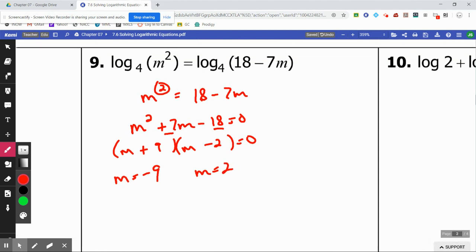Would either one of them give me issues when I plug them in? When I plug in negative 9, it's 81, so I'm fine there. When I plug in negative 9 here, you get 18 plus 63, which is also 81. So negative 9 is fine. When I plug in 2, it gives you a 4 here. Here it gives you 18 minus 14, which is also 4, so therefore we are okay with both.